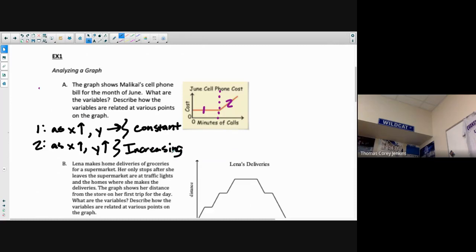They always try to do some real world tie-in here, so think about what's happening. It looks like Malachi gets this many minutes of calls for free, and after that, it's a constant rate of something per minute. So here he had all his minutes. That used to be a thing with cell phones. You had X amount of minutes, and then after that, it started to cost. So that's what we're looking at there. The big thing, though, is that you can see that interval 1 is constant, interval 2 is increasing.